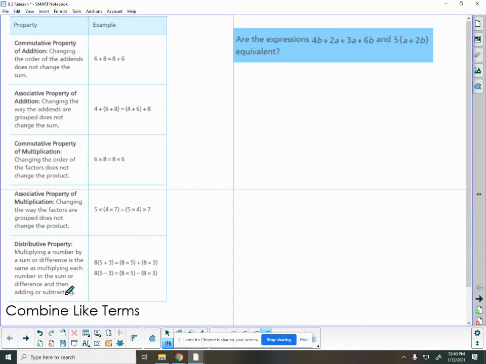And then another thing, it's not a property, but it is something you can do, is to combine like terms. So let's take a look at these expressions. We have 4b plus 2a plus 3a plus 6b. And we want to compare that to 5 groups of a plus 2b. So first, I can't add a's and b's together. They're not similar. But I can rearrange them so my a's and my b's are together.